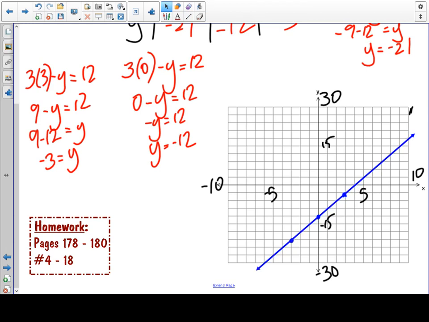Here's the other thing to make sure that you include. It is included on mine, but I'm going to accent them and accentuate them. Make sure you have arrows going up and down and left and right to show that the line goes on forever and ever, because the line never stops.